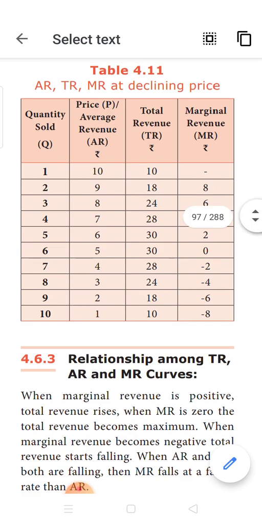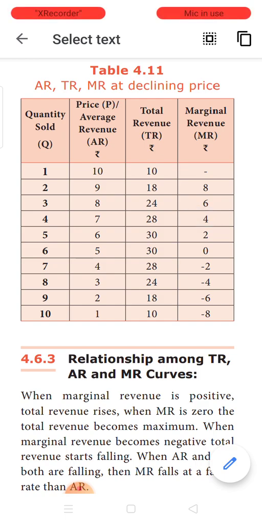Now, with the help of the first two columns, you will be able to find TR. Multiply quantity into price. So you arrive at the total revenue: 10, 2 into 9, 18, 3 into 8, 24. You arrive at the third column. Now, let us arrive at marginal revenue. Initially there is nothing to compare, so they have just put a dash. The marginal revenue when 2 units are sold is 18 minus 10, it is 8.